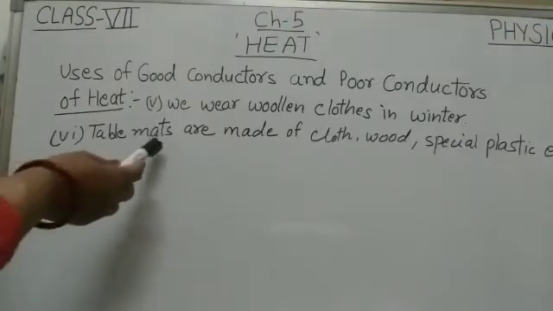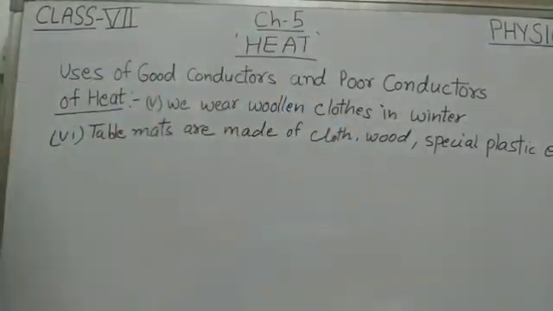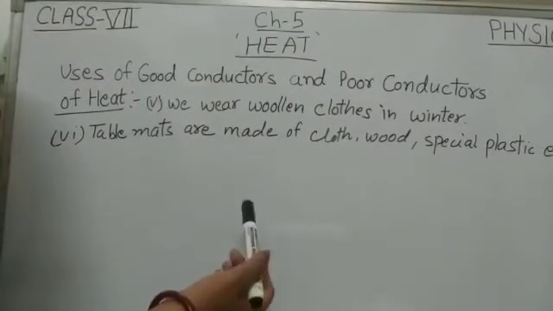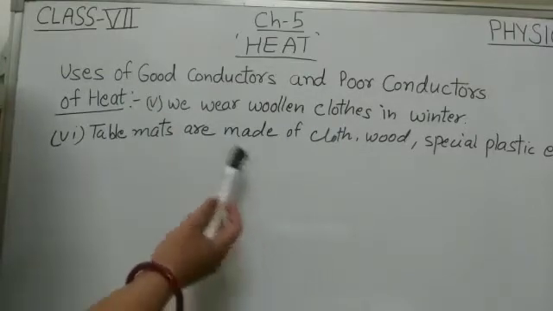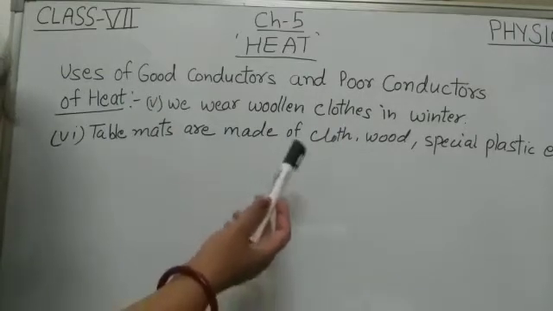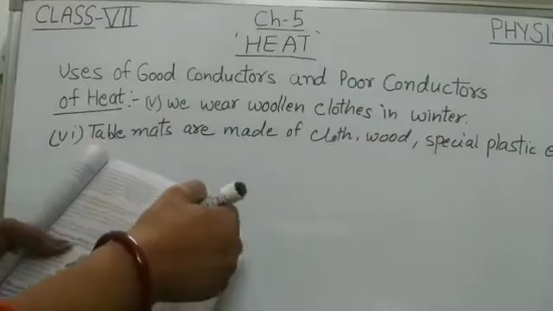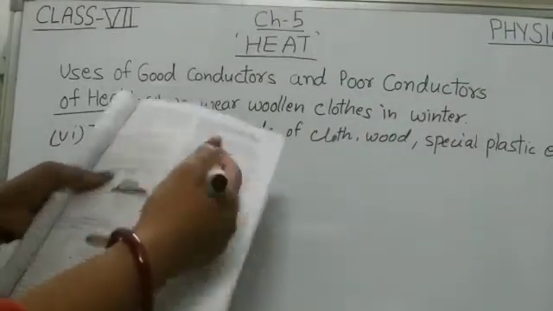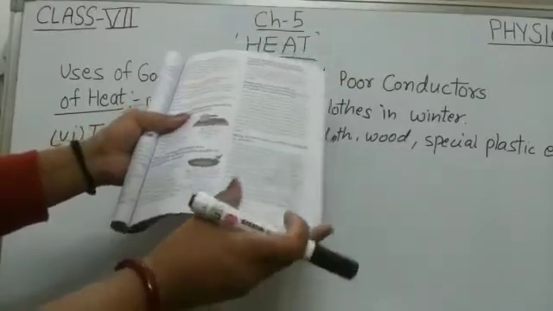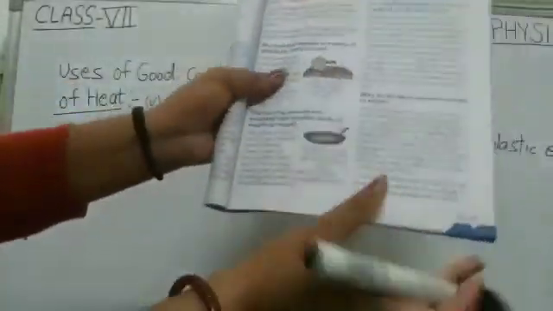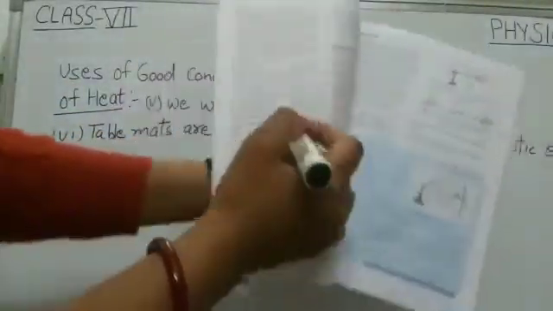And next one, table mats are made of cloth, wood, special plastic, etc. Why is it so? Because these are non-conducting materials, so that hot plates and dishes do not damage the table surface. Children, many more examples of uses of good conductors and poor conductors are given in your book on page number 89 and 90. This is very important for your exams. Give the reason questions can come from this part. So read it very carefully.